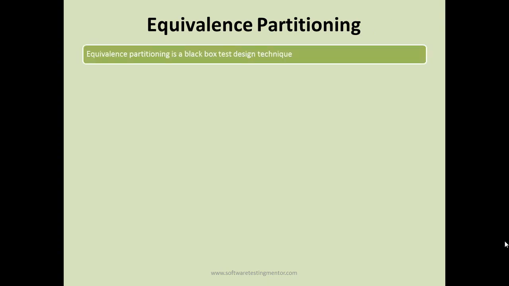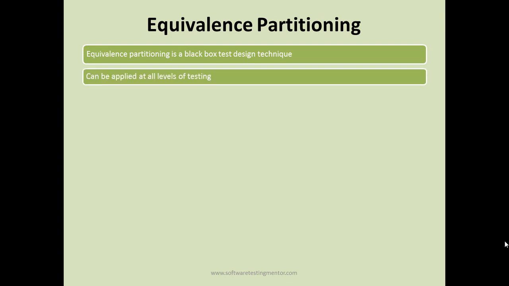Equivalence partitioning is a black box test design technique. It can be applied at all levels of testing, at the unit testing level, at the integration testing level, at the system testing level. So at all the levels of testing, you can apply equivalence partitioning to design your test cases. Unit, integration, system, acceptance, at any level of testing, this black box technique can be applied to design your test cases.